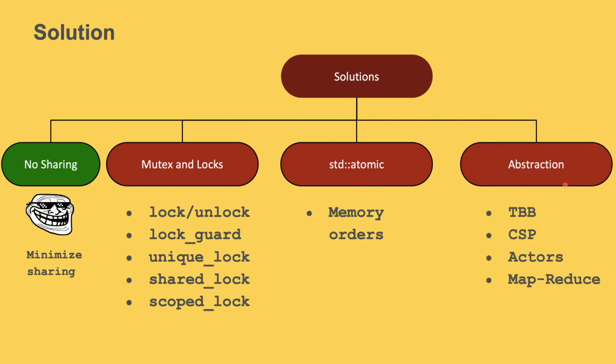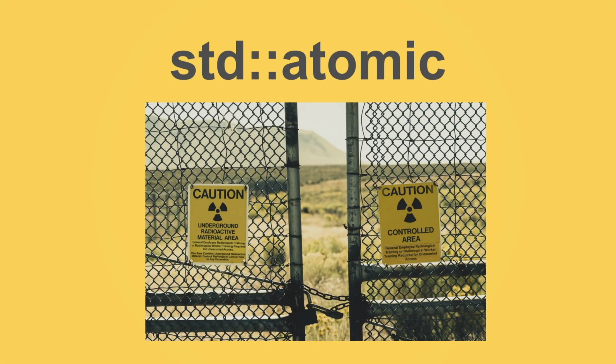And finally, there's something that I call abstraction, where you use high-level abstract constructs to deal with the race problem. Basically, whatever program you write would be converted to constructs that use std::atomic and mutex automatically, so that by construction, your program will not have race. Some examples of libraries that try to do this are Intel TBB library, CSP and actors model, or MapReduce. Now let's focus on today's concept, which is std::atomic and memory order.